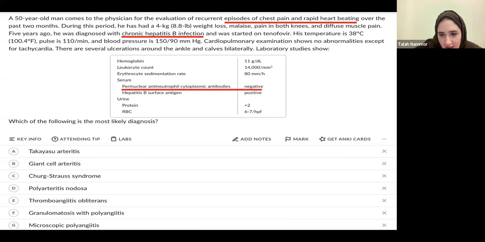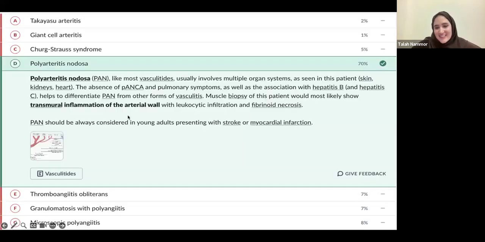So, D or F? It's not E, like for sure. Yes, F. Okay, let's check it out. It's D. Whoever said D at first, you're correct. Because polyarteritis nodosa is greatly associated with hepatitis B, and the P ANCA is not positive.